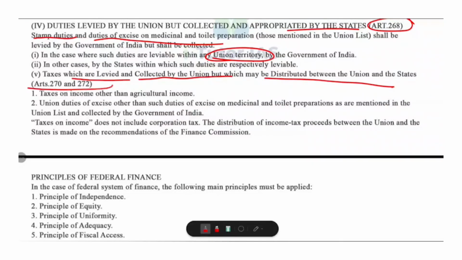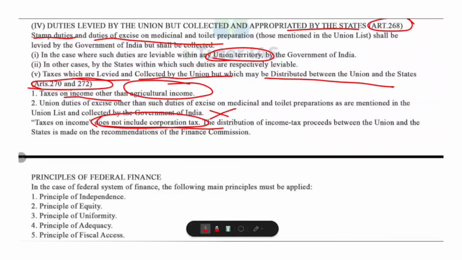Now, taxes which are levied and collected by the Union but distributed between the state and the Union according to Articles 270 and 272. These taxes are first collected by the Centre, then shared with the states based on the Finance Commission's recommendation. And what are those things? First one, taxes on income other than agricultural income. This is levied by the Centre, collected by the Centre and shared between the Centre and states. Note that this does not include corporation tax, which is kept fully by the Centre. This is an exception, and remember this.